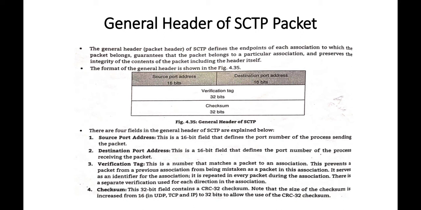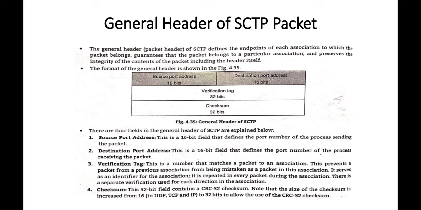Then the format of the general header is shown: source port address and destination port address are both 16 bits, then the verification tag is 32 bits and the checksum is 32 bits. Just like TCP and UDP, the source port address is a 16-bit field that defines the port number of the application program sending the packet, and the destination port address identifies the application that receives the particular packet.